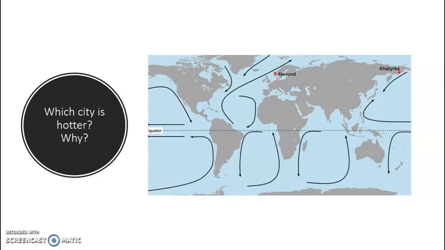Here's another question. This one's not so clear. Which city's hotter here, Ailsund or Katirka? Well, what you have to look at is, where is this current originating from? This current's coming from the equator, so it's warm. Ailsund's probably the energy is going from the current to Ailsund, whereas Katirka, this is coming from a polar region, which means it's a cold current, which probably means the heat here is being absorbed by the water. So chances are Ailsund's much warmer than Katirka.